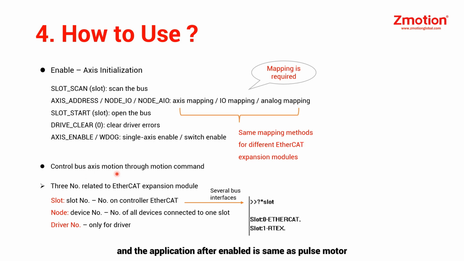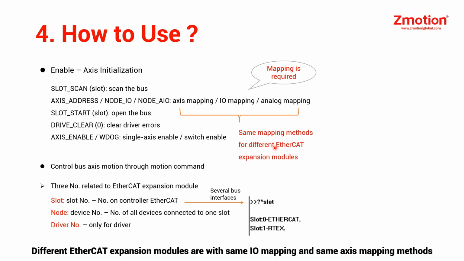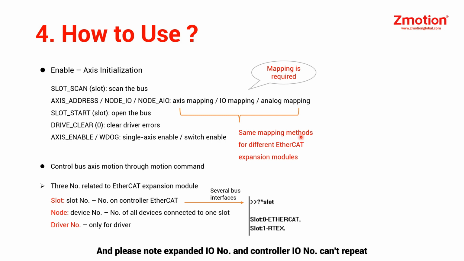And the application after enabled is the same as pulse motor, including motion commands. Later, this initialization program will be shown. Also, it needs to map expanded resources into controller local resources. Different EtherCAT expansion modules are with same I/O mapping and same axis mapping methods. And please note expanded I/O number and controller I/O number can't repeat.